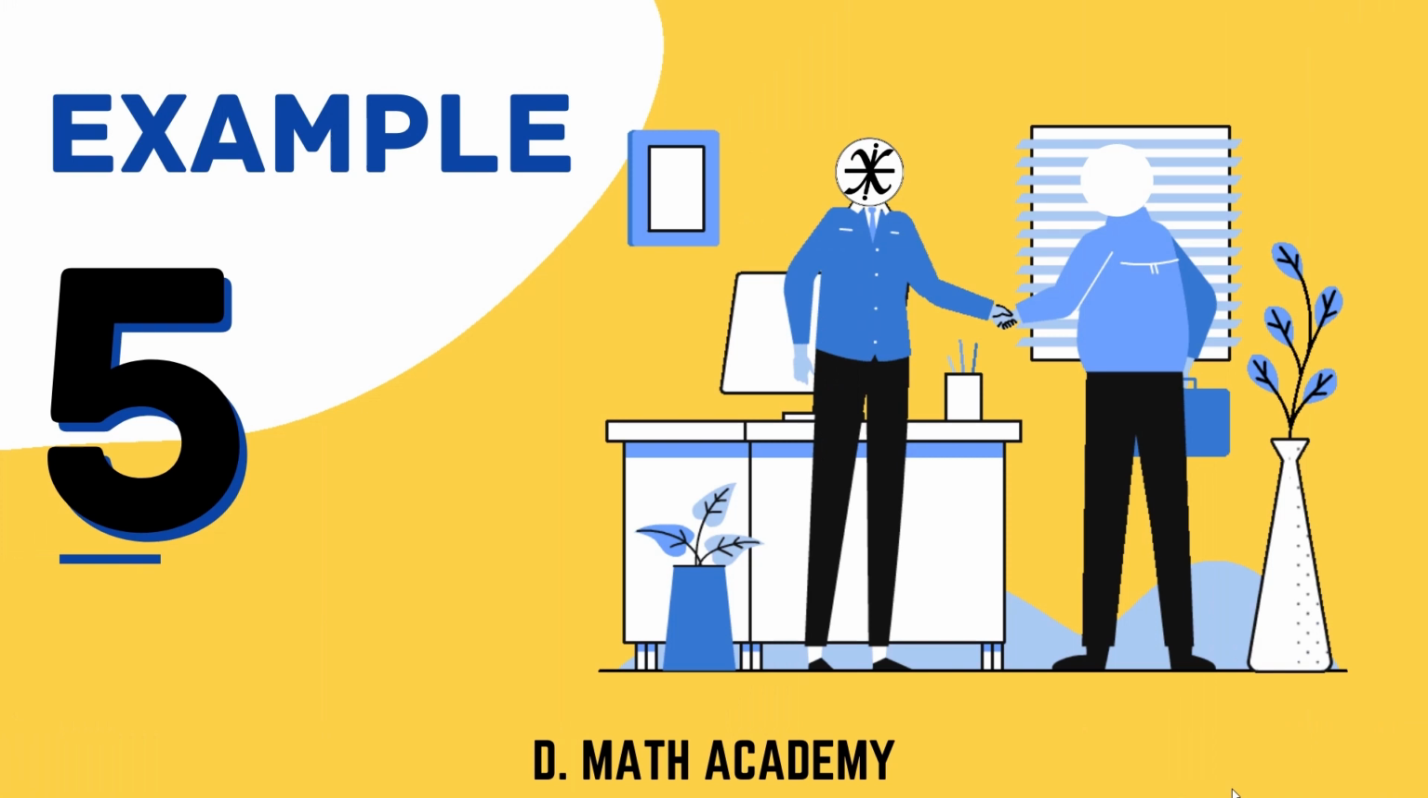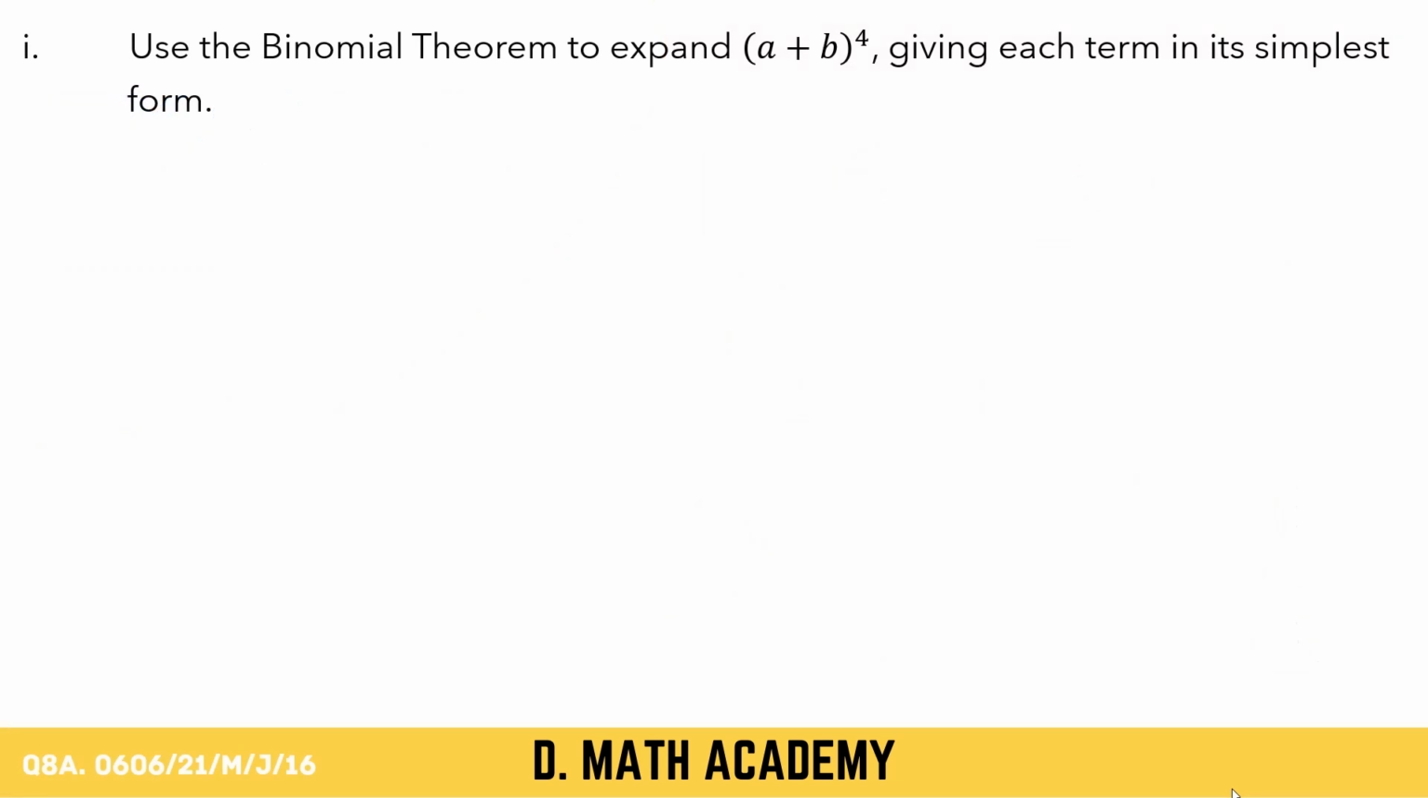Moving on to question 5. This is where it gets tricky. So they will incorporate the second part of the formula that I mentioned earlier. So let's show you an example over here. In this question 1, use the binomial theorem to expand (a + b)^4 and give each term in its simplest form.